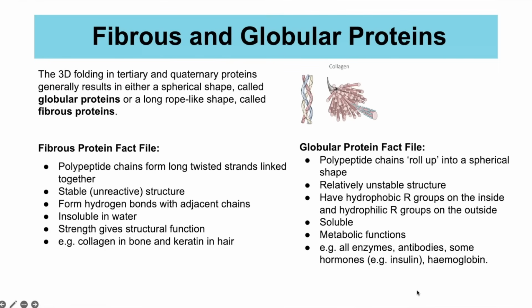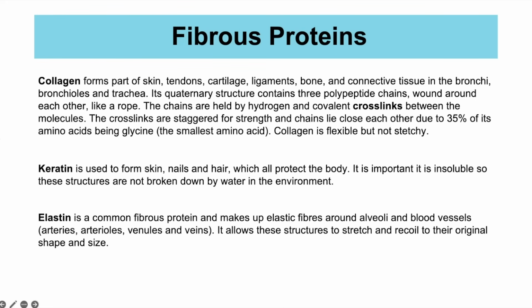For the 2025 specs change, I've just added in some extra details here, linked to the level of detail you need to know for fibrous proteins and globular proteins. So if you are making notes or flashcards from this video, use this slide for the level of detail that is required. So 3 key examples of fibrous proteins that you need to know are collagen, keratin, and elastin.